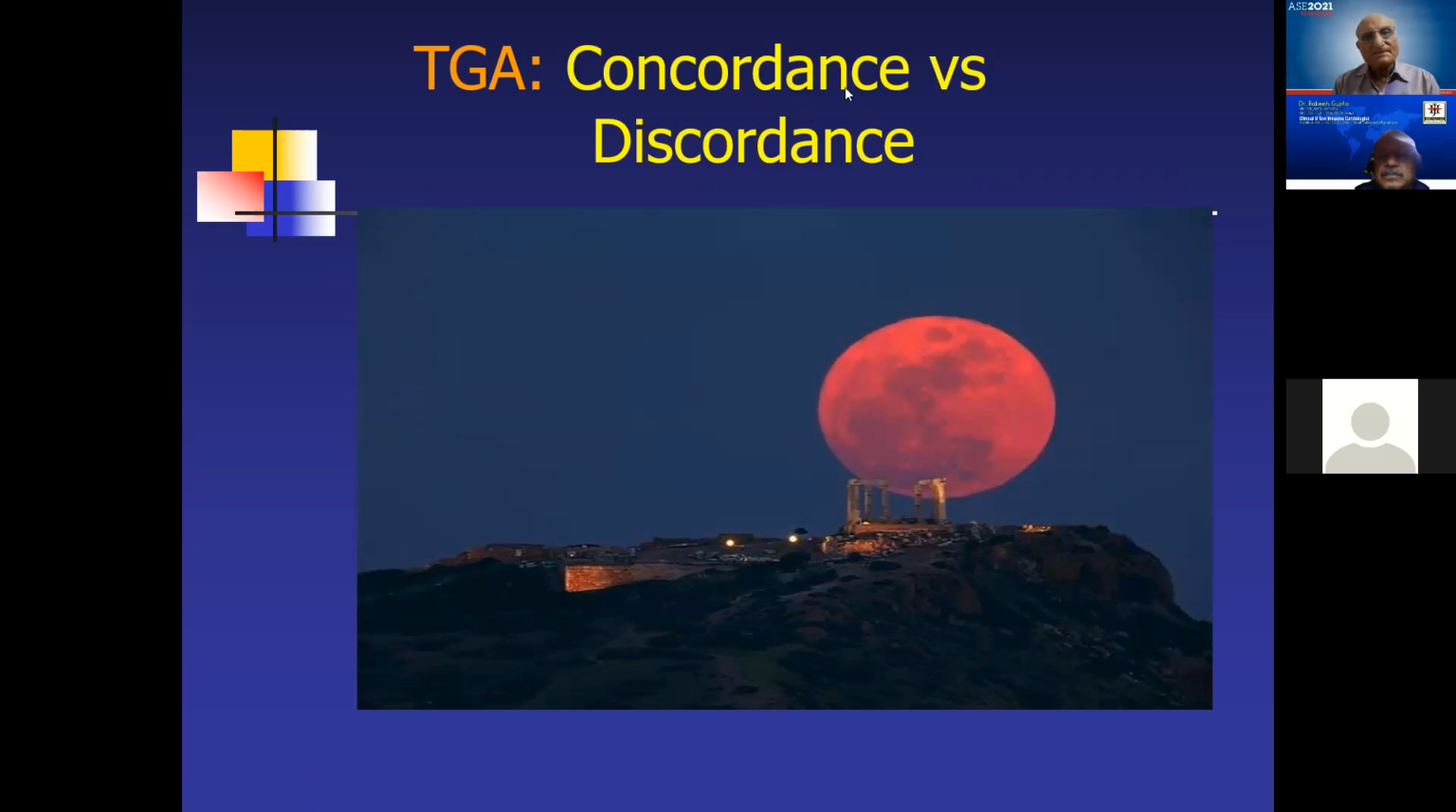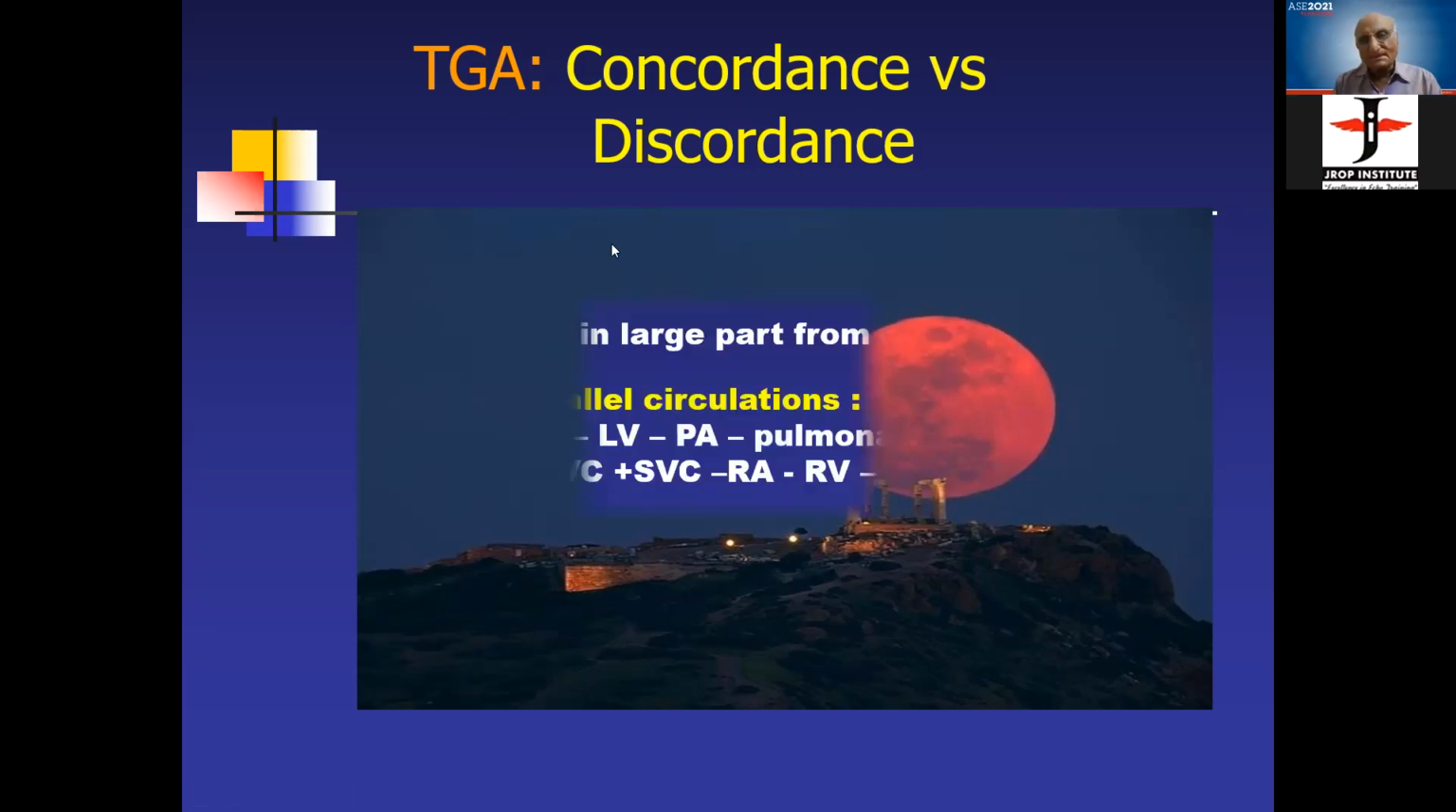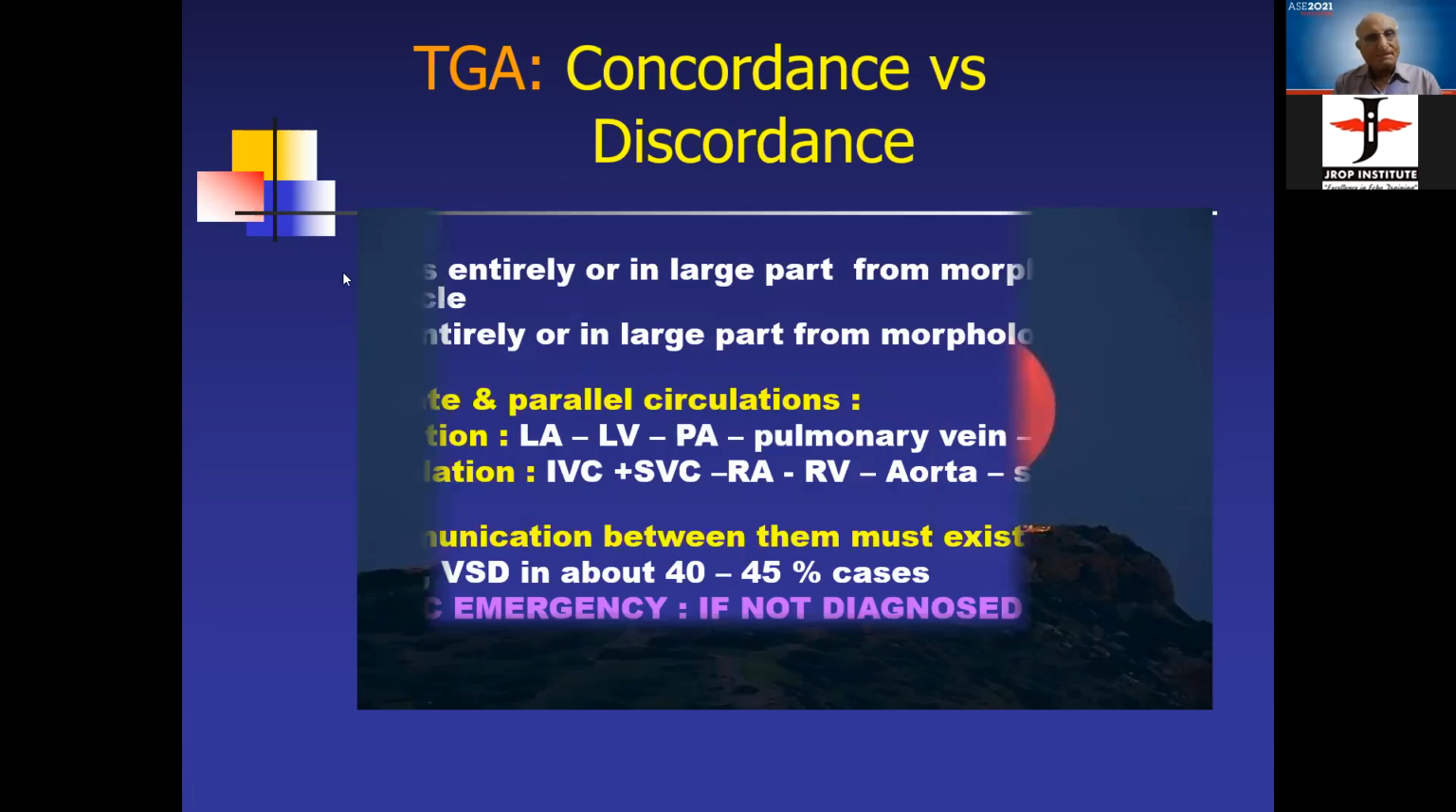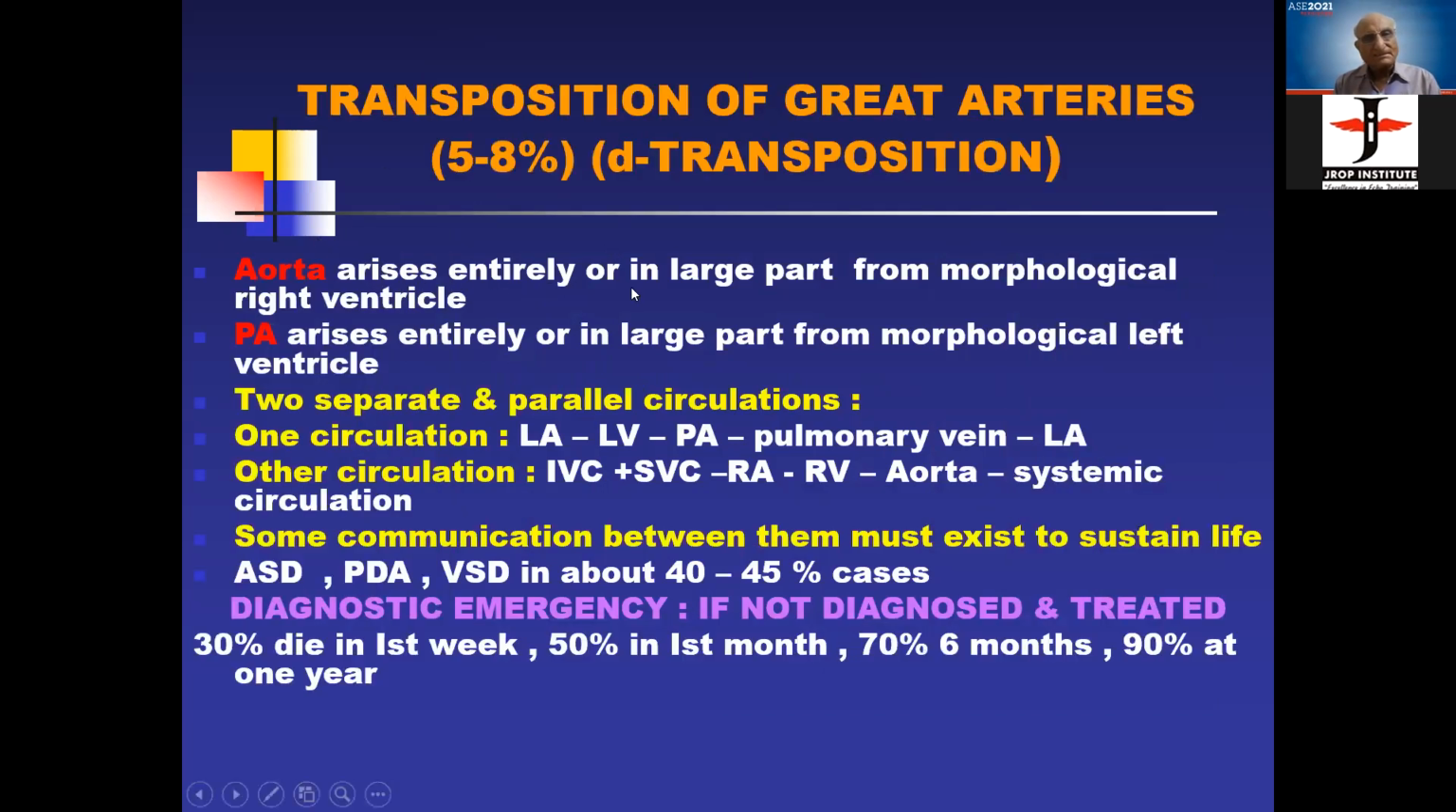So we have written here concordance versus discordance. We wanted to show you what this is. Concordance means when there is a normal connection, say atrioventricular concordance. Discordance is when there is a different sort of connection. So here the aorta rises entirely or in part from the right ventricle.